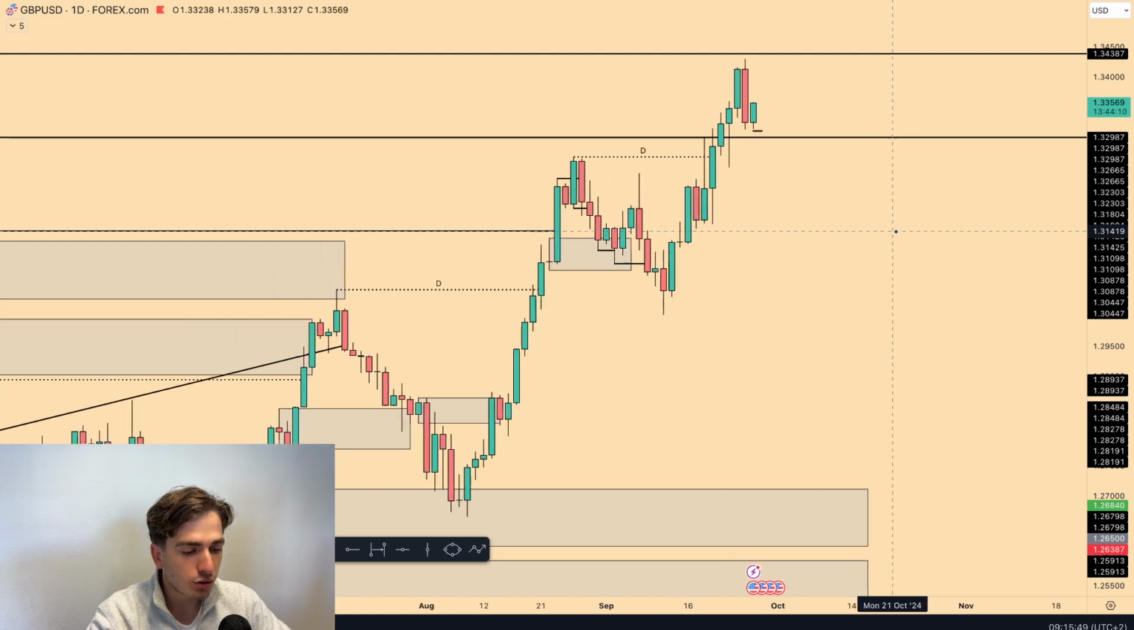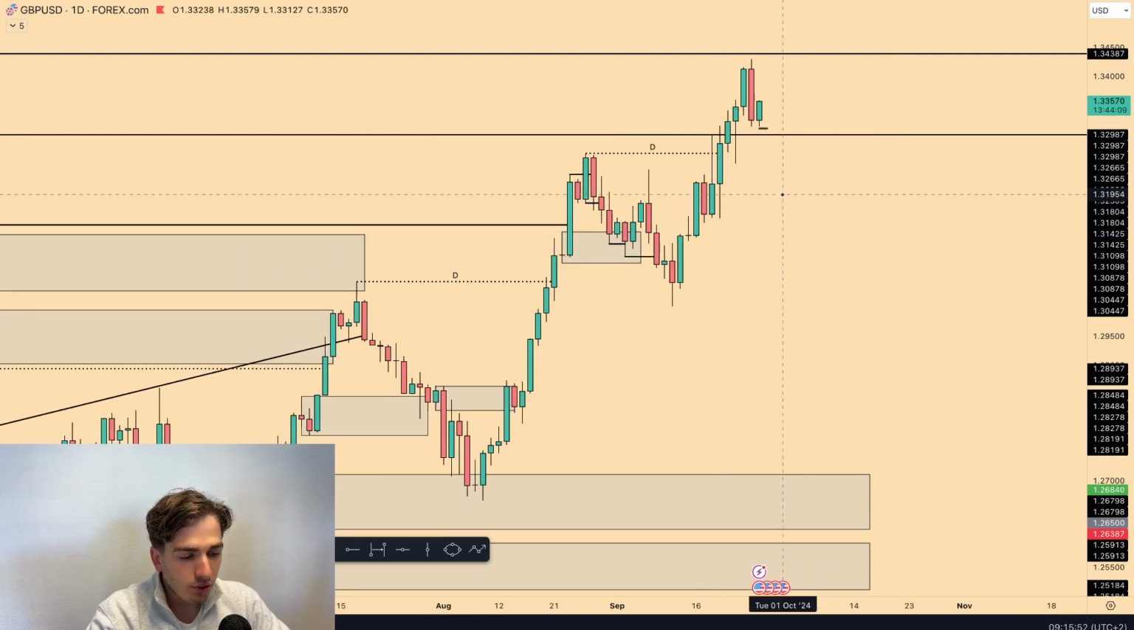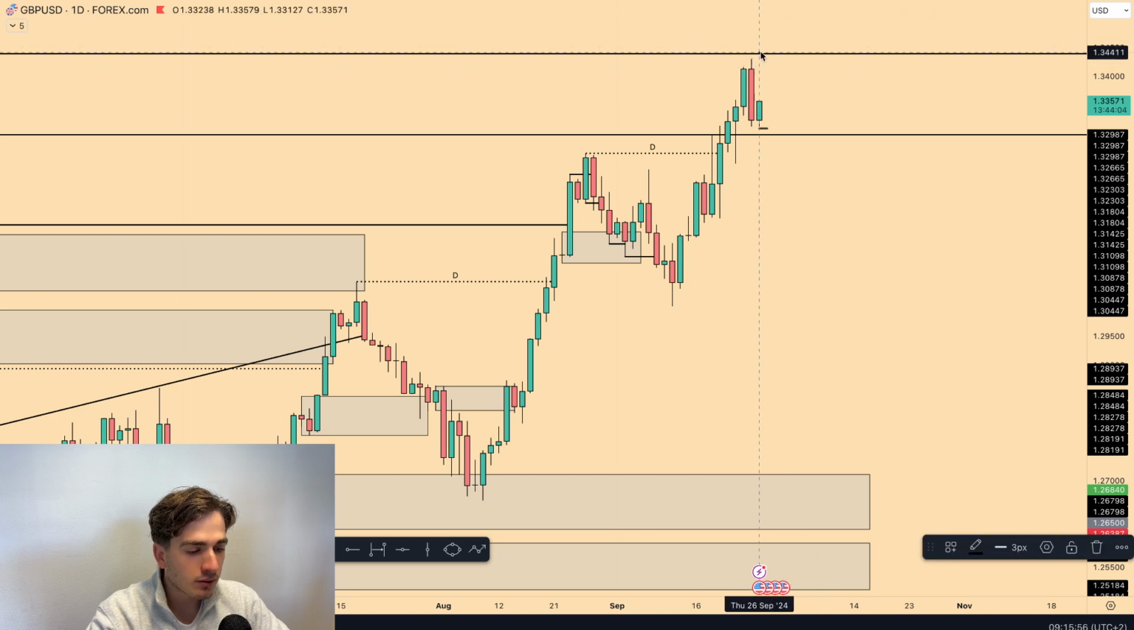I would definitely prefer to trade EURUSD. But for the rest, the daily is still extremely bullish. This one bearish candle doesn't mean suddenly that GBPUSD is bearish. So I'm still just targeting the swing high above over here at 1.34387.